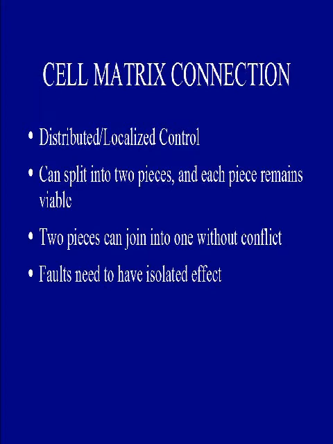And finally, we need faults to be localized so that if a defect occurs in the lattice or in the control system, only nearby atoms are affected. And all of these characteristics point clearly to something such as a cell matrix for the controlling substrate.